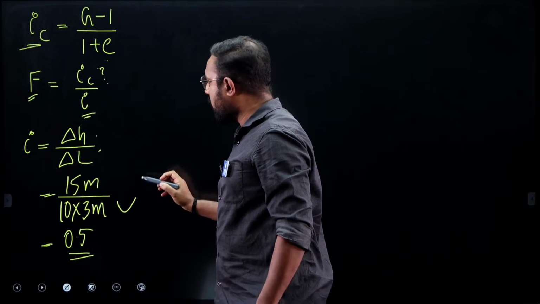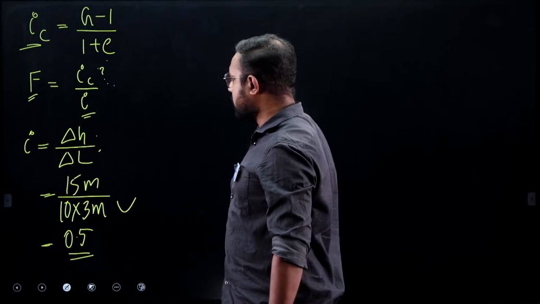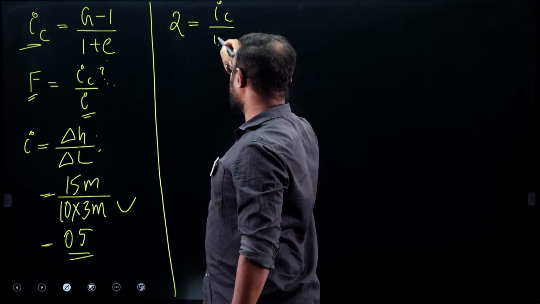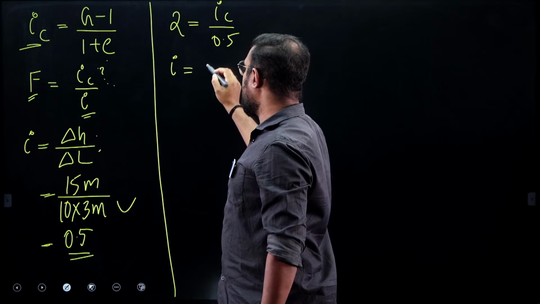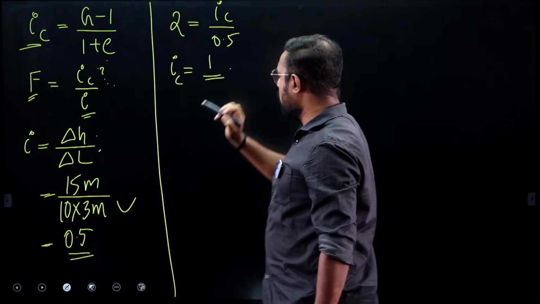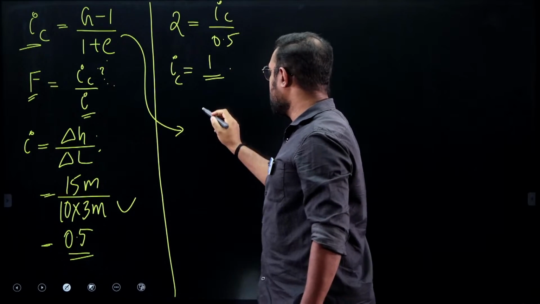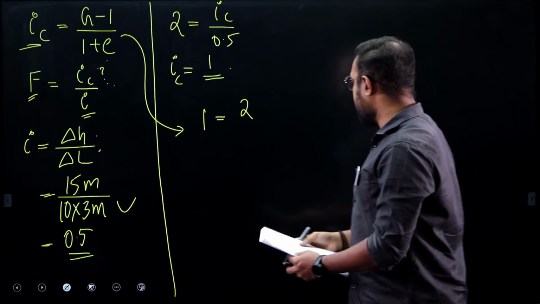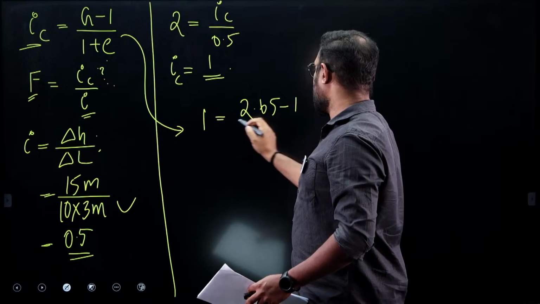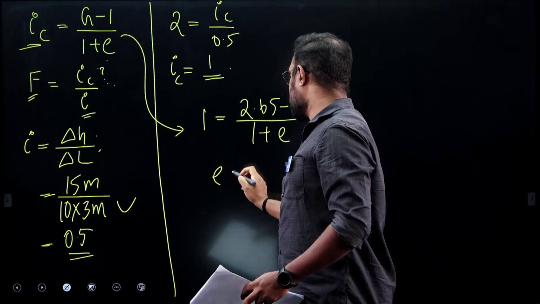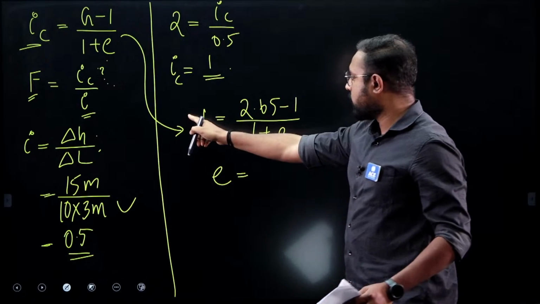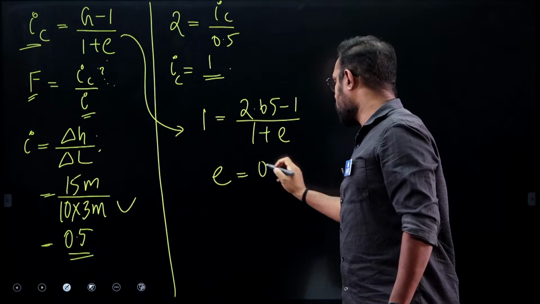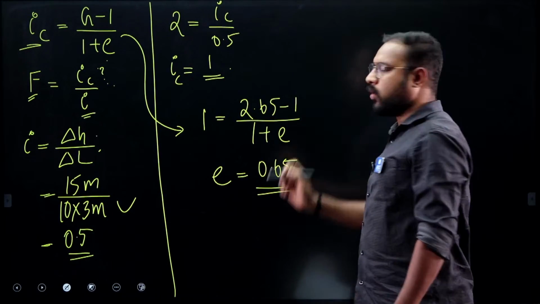So if you have this value, can you find out this particular value here? Yes. Factor of safety is given as 2, so 2 is equal to IC by 0.5. From this, what is the value of IC? IC will be equal to 1. Now substitute the IC value here: 1 is equal to (2.65 minus 1) divided by (1 plus e). Solving this, 1 plus e is equal to 2.65 minus 1, so 1 plus e is 1.65 and e is 0.65.